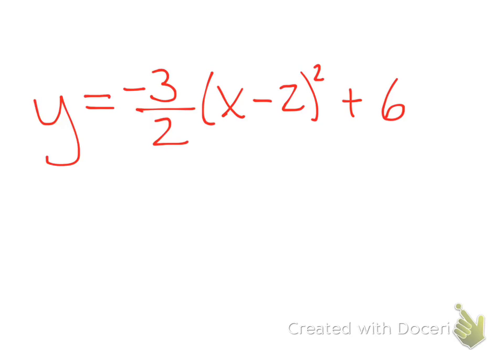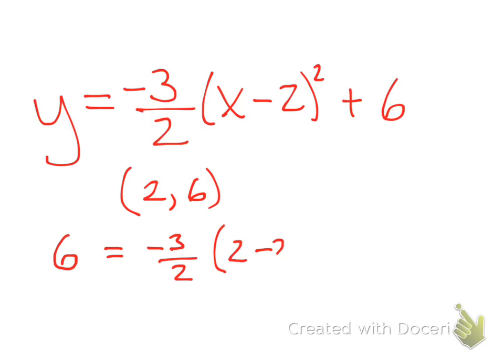Now, one thing you can do to check to see if you did this right is you can take one of those points and see if it gives you a true statement when you plug in to this equation. So, if you plug in the vertex (2, 6), we should get a true statement. So if I plug in 6 for y and 2 for x, then the left side and the right side should be equal to each other. And if they aren't, then I know I made a mistake somewhere. And if they are, then I probably did it right. So I'm just going to simplify this a little bit.